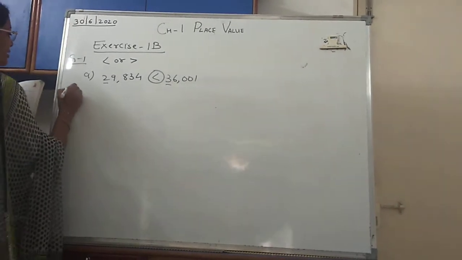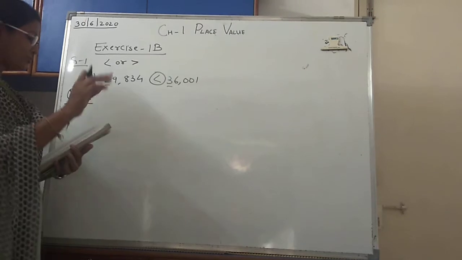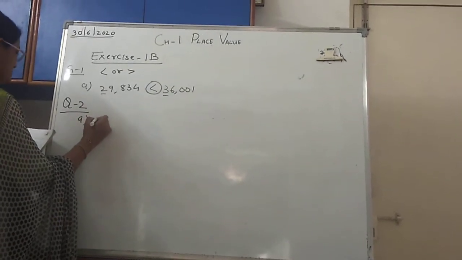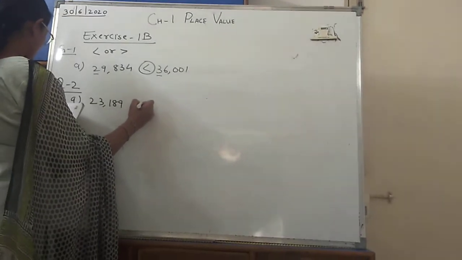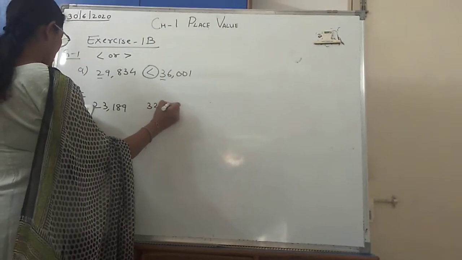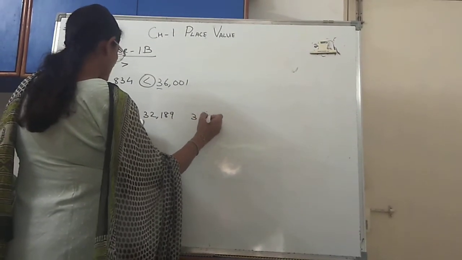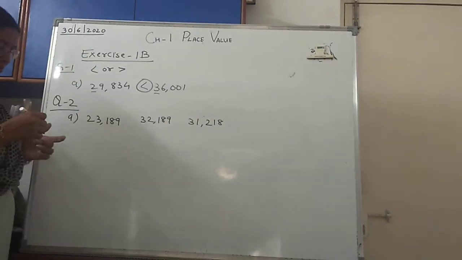Question number 2 is ring the greatest number in each of the following. Okay, you have to ring the greatest number. In that, number A is 23,189, 32,189 and 31,218. Right? These 3 different numbers are given.